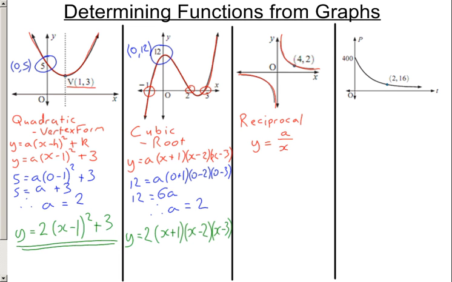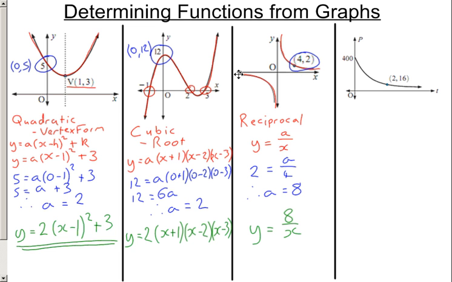Again, we need to work out the value of a, and to do that, we use the point we know, which in this case is (4, 2). So we know the y-coordinate is 2, we have a, and we know the x-coordinate is 4. With a bit of rearranging, we get a is equal to 8. And then substitute that value of a in, we get y equals 8 over x. And that's our reciprocal form for this graph.